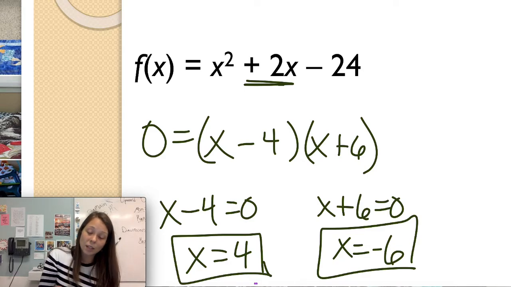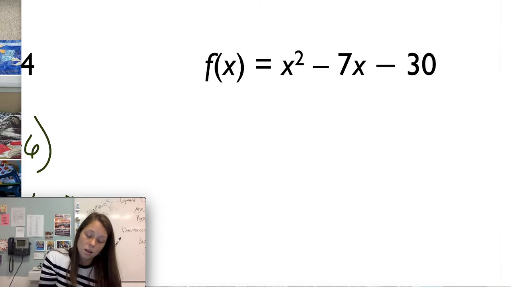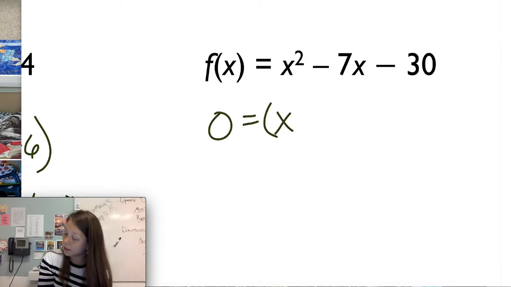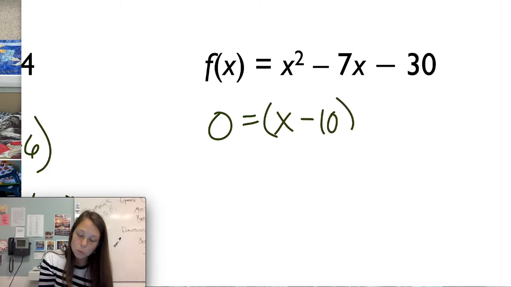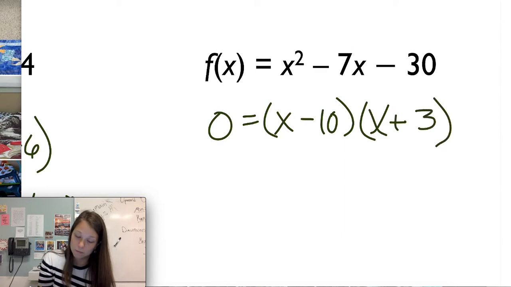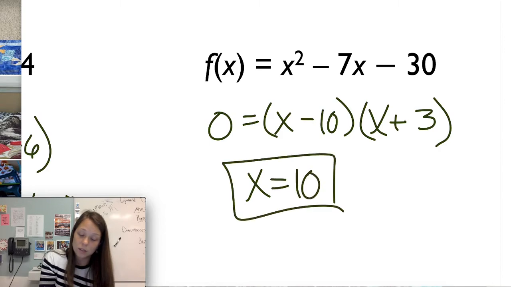Taking a look at the next one, setting this one up, I would get 0 equals x, let's see here, minus 10, and x plus 3. Solving for x, I would get x equals a positive 10, and then x equals a negative 3.